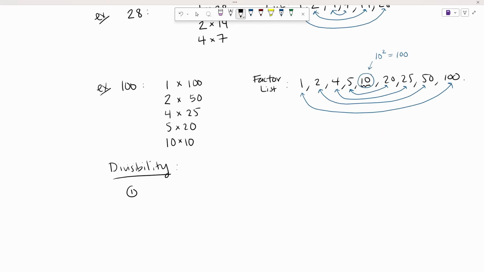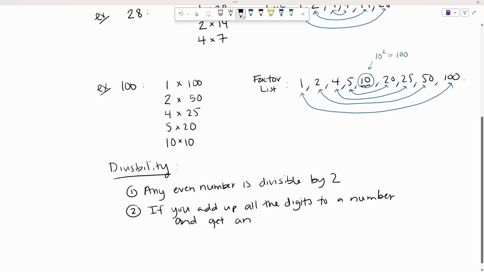Here are some divisibility tests that we can use to check for factors. The first one is any number that is even must be divisible by 2. So 2 will always be a factor of any even number. The second tip is if you add up all the digits of a number and get a sum divisible by 3, then the number is divisible by 3.